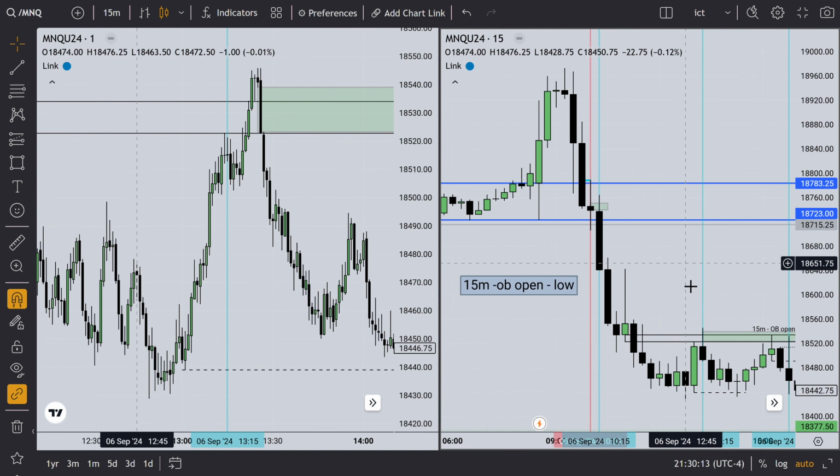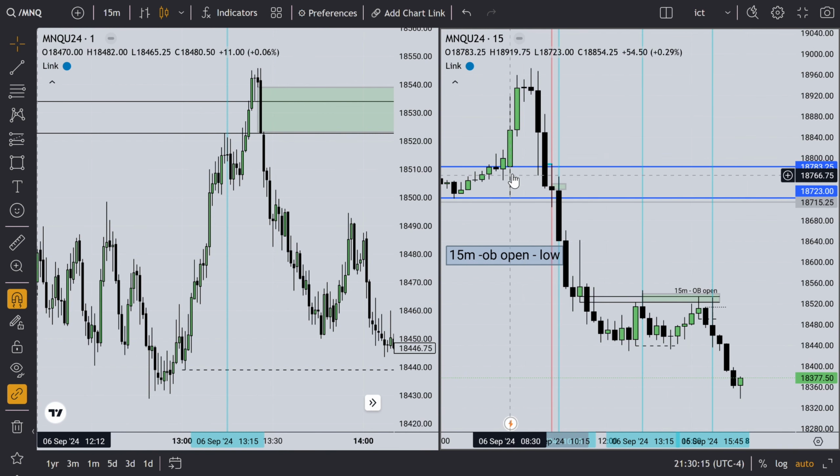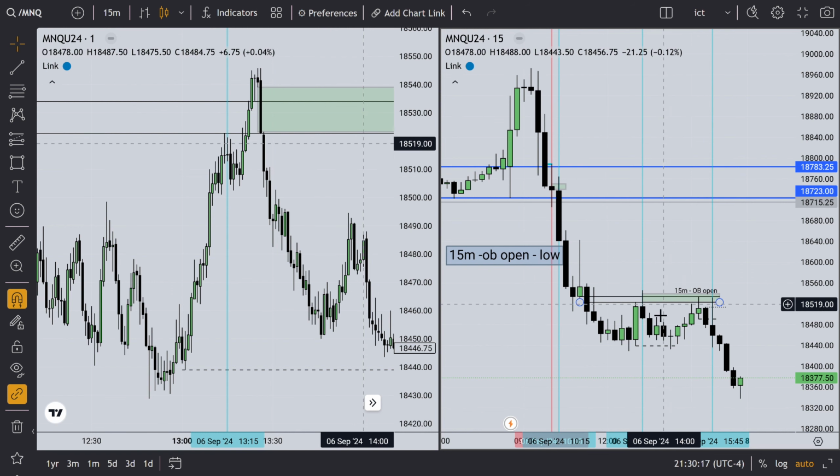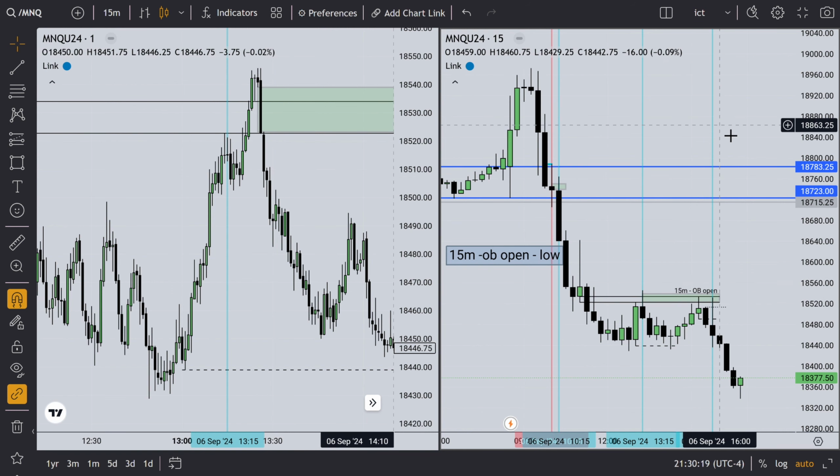But again, it came from a 15-minute chart, just like this morning's trade with this area in here. And now we have this area down here for the PM session.